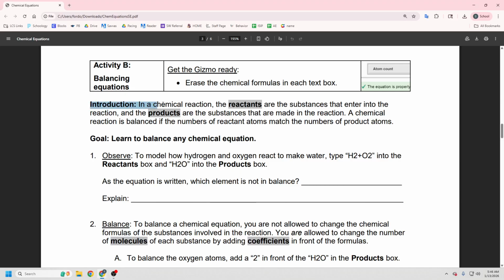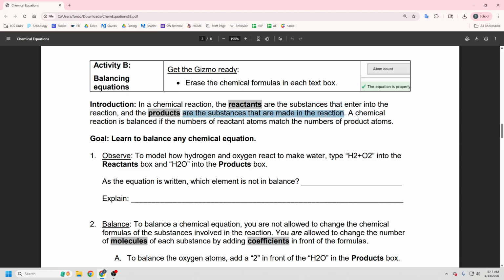Alright, introduction. In a chemical reaction, the reactants are the substances that enter into the reaction, and the products are the substances that are made in the reaction. A chemical reaction is balanced if the numbers of the reactant atoms match the numbers of the product atoms. So what they're saying is, if you're thinking about baking a cake, your ingredients such as your flour, egg, milk, butter are your reactants. Well, the cake is the product. That's what's made at the end of your reaction.